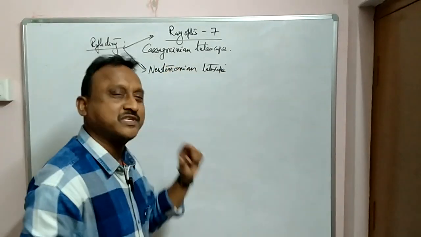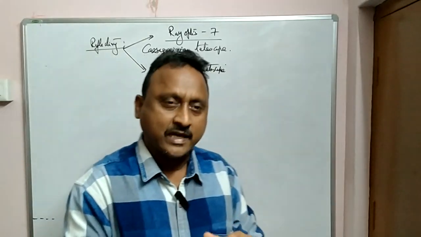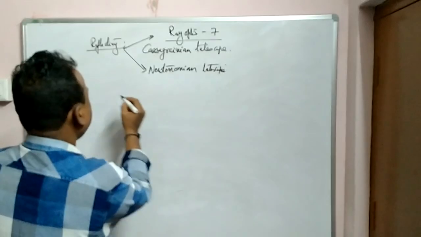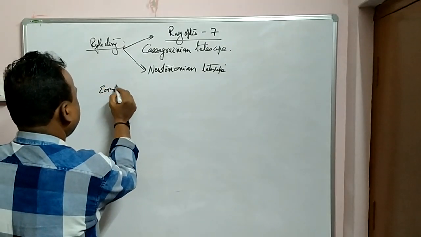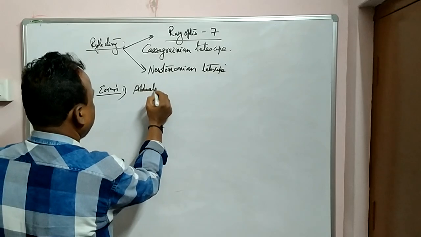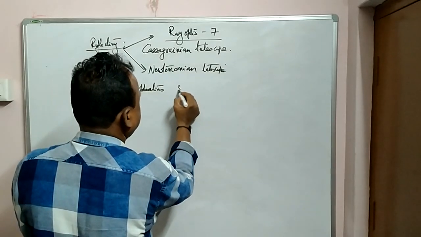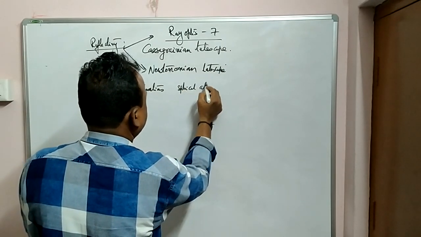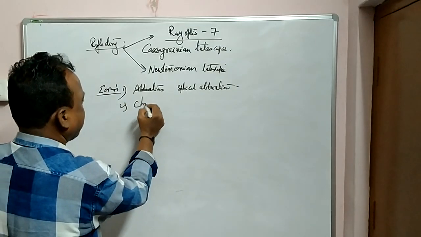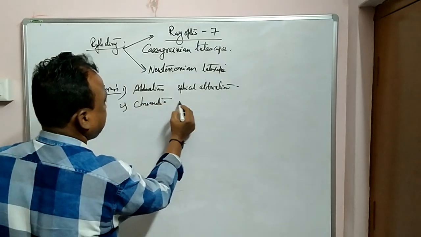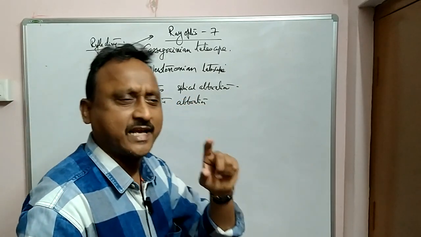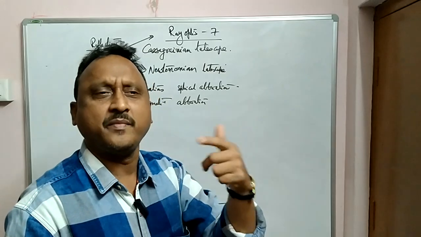Why do we need them? Because in refracting telescopes there are some errors, aberrations, like spherical aberration and chromatic aberration. In spherical aberration, the image is formed at different points.